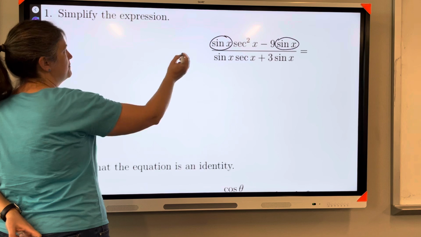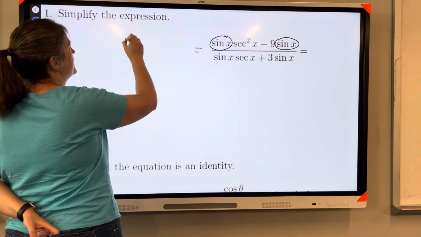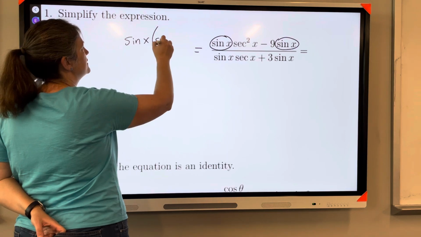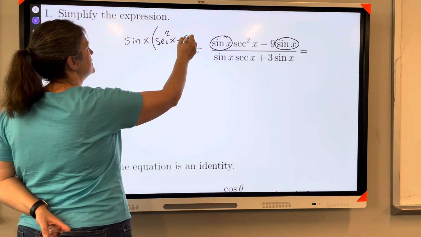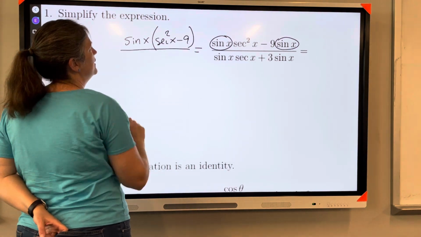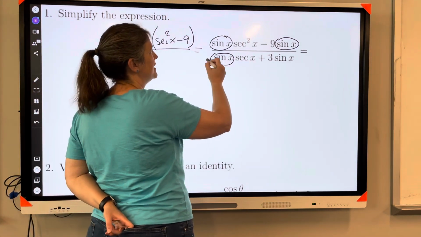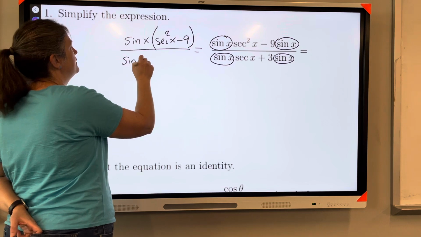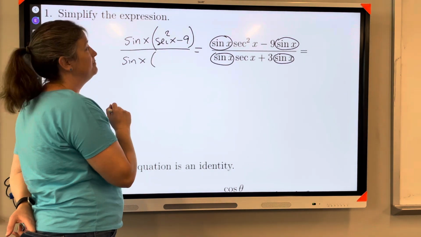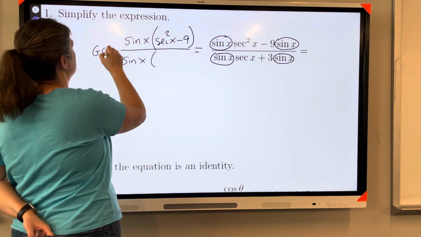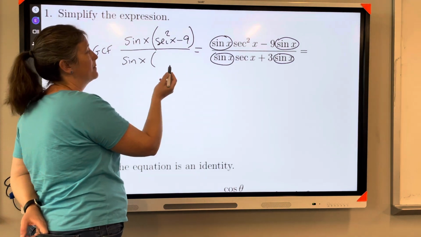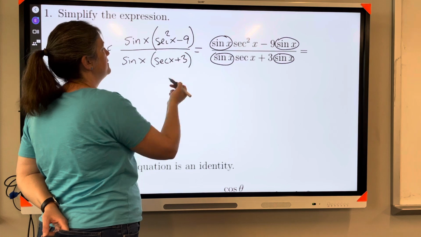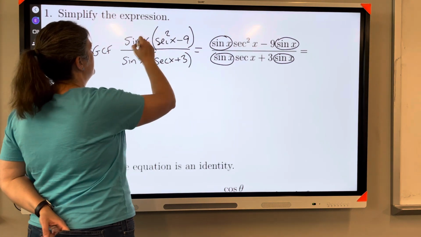So my first step is going to be to factor that out, sine of x, and what I'm left with is secant squared of x minus 9. In the denominator, I actually have the same thing. So I'm similarly going to factor it out. GCF. I don't have to label these steps, but I can. And I'm left with secant of x plus 3. Okay. Well, these make 1.